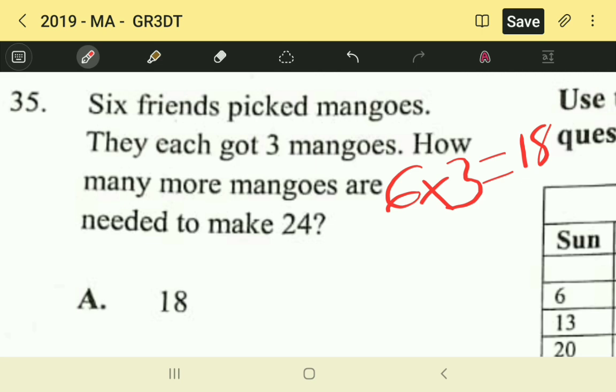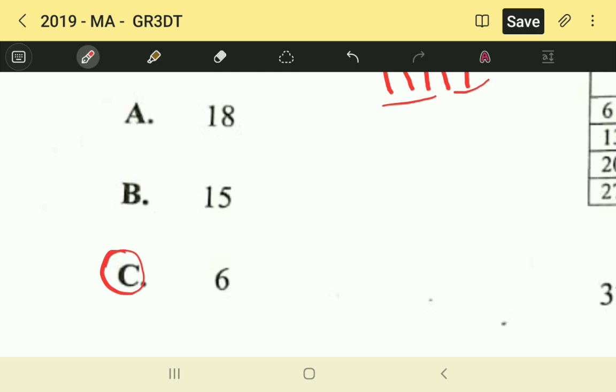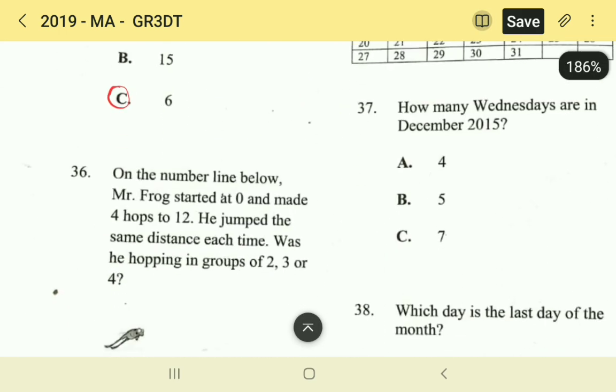Now how many more mangoes are needed to make 24? So you have 18, 19, 20, 21, 22, 23, 24. They need 6 more mangoes. Let's look for 6. It's at C. This one is also a repeat. Oh my goodness. Nice paper.